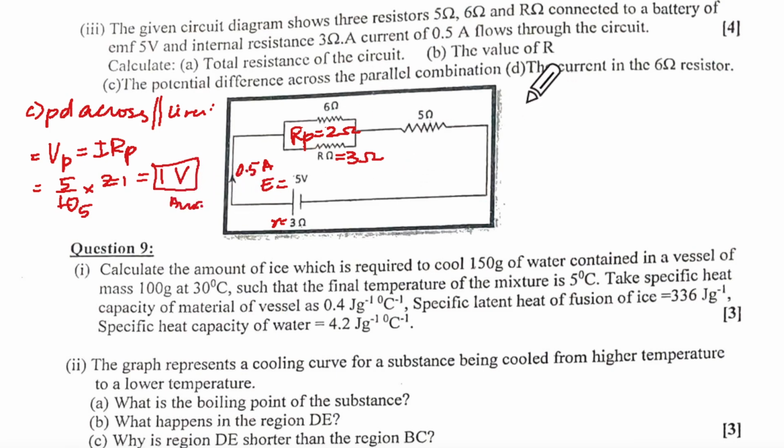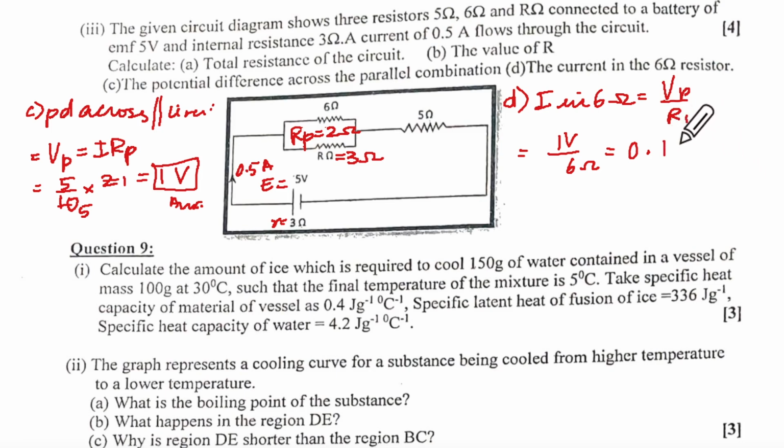And the current in 6 ohm, D: I in 6 ohm is going to be equal to VP upon R1. Okay, so that will be equal to VP is 1 volt upon R is how much? 6. Correct? So 0 point how much? 616, oh sorry, 616 remain 4. 167. So 0.167 amperes. Agreeable to you? This is your answer D.